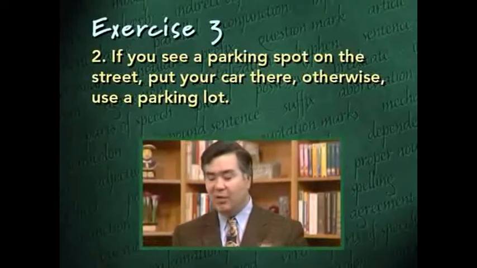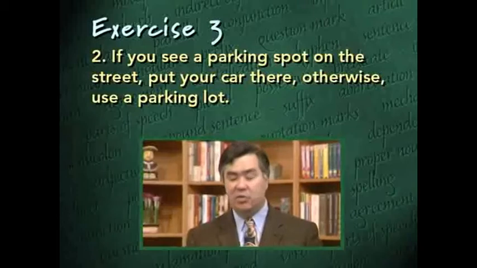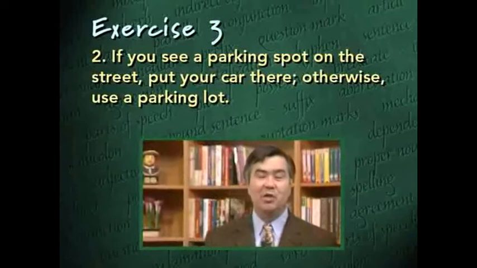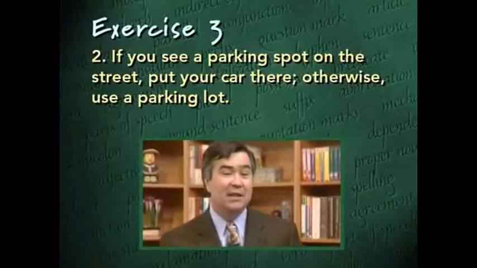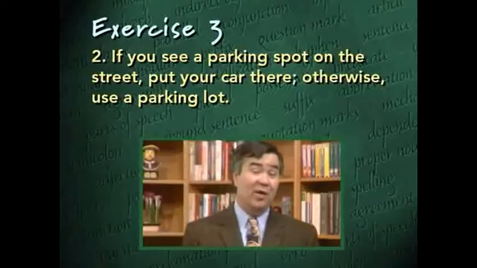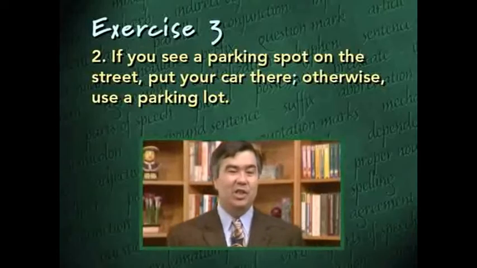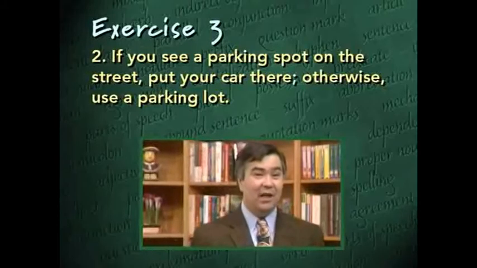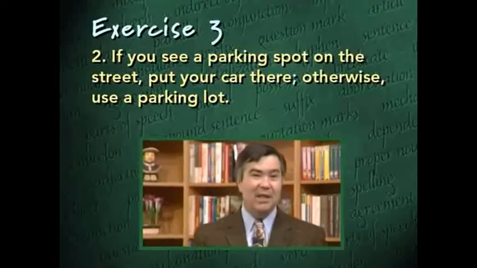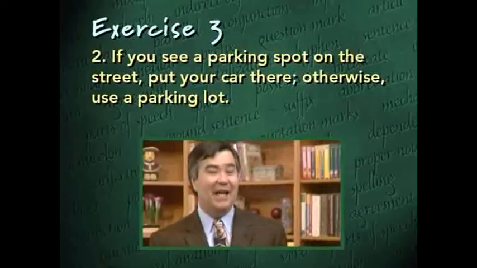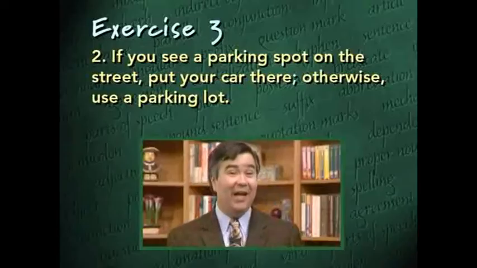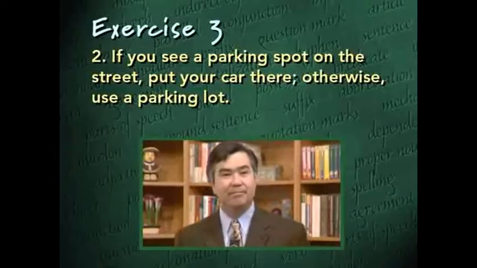So the sentence would then read, "If you see a parking spot on the street, comma, put your car there, semicolon. Otherwise, comma, use a parking lot." The semicolon is needed to separate the two independent clauses which are being joined together without a coordinating conjunction. What appears on either side of the semicolon should be able to stand alone as a sentence, and when you read the sentence that way, you can see that that in fact is the case. So insert the semicolon after the word "there," and the sentence is now correct.